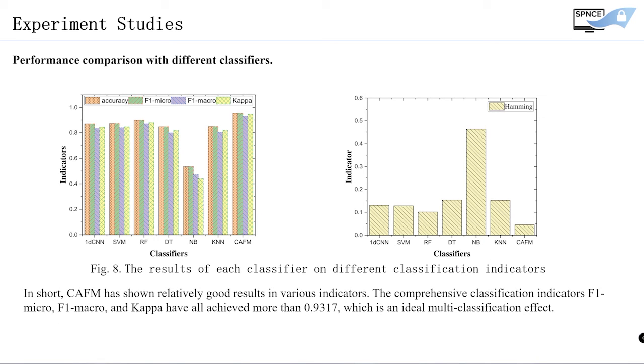In short, CAFM has shown relatively good results in various indicators. The comprehensive classification indicators F1 micro, F1 macro, and kappa have all achieved more than 0.9317, which is an ideal multi-classification effect.